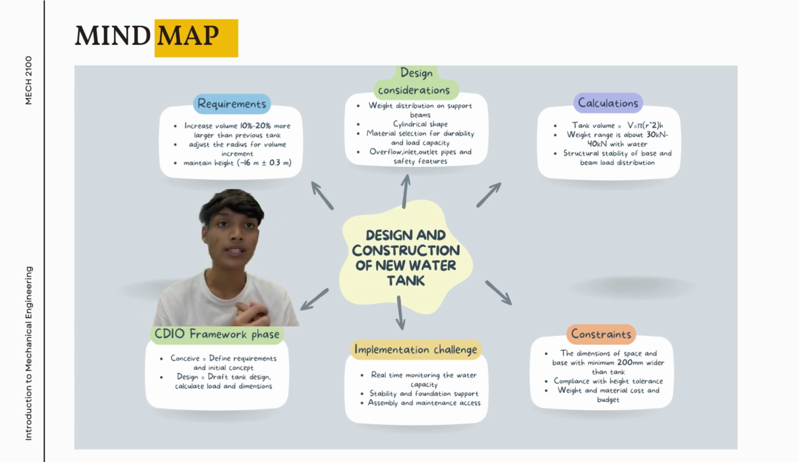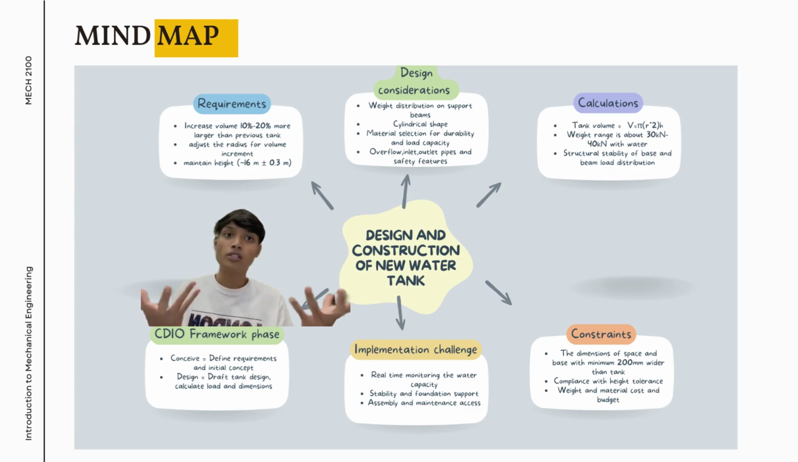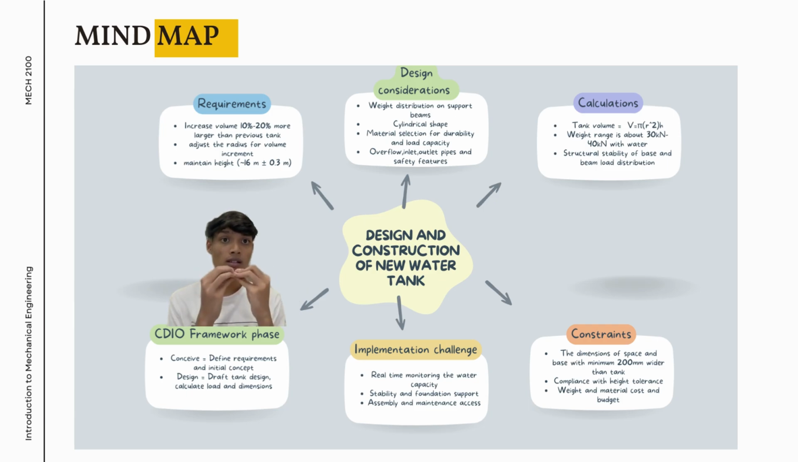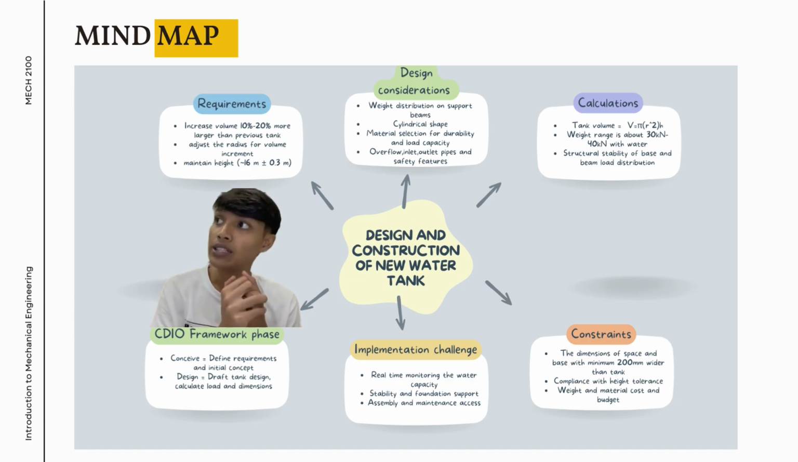The third one is the calculations. In order to build a new water tank, we need to calculate, of course. So how and what formula do we need to use to build the water tank? To calculate the tank volume, we need to use the formula pi r squared h. The next one is weight range. The new weight range is about 30 kilonewton to 40 kilonewton with water.